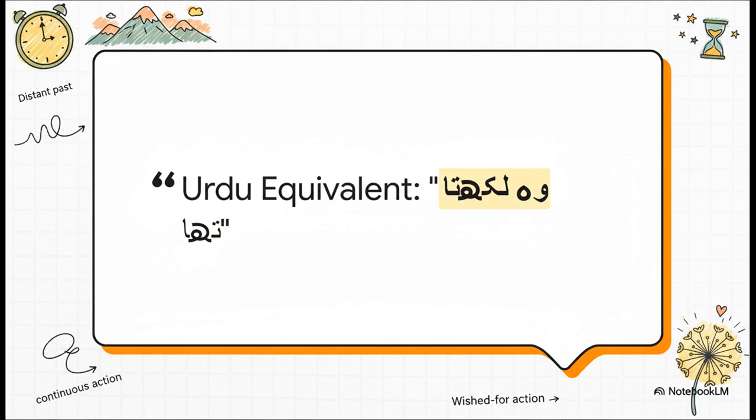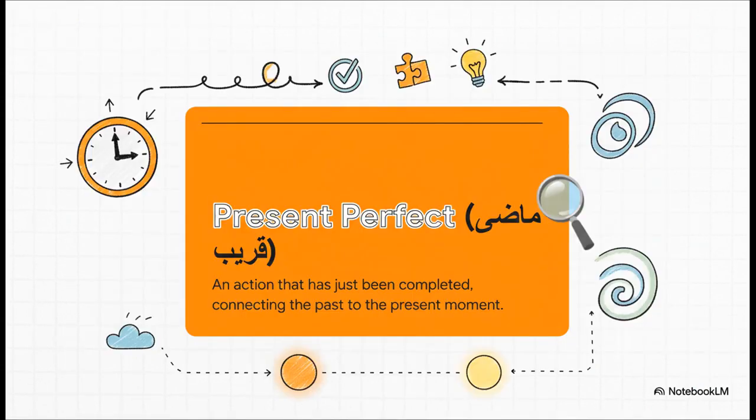All right, on to our third and final foundational form. So our third core tense is the present perfect, or Mazi Qareeb. This isn't for something that happened last week or last year. This is for an action that just happened. It's something that was completed in the very recent past, so it still feels connected to right now.